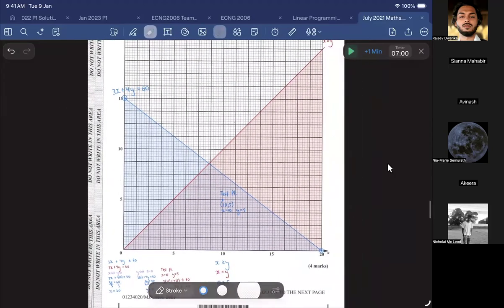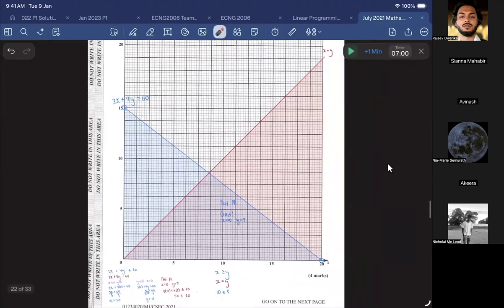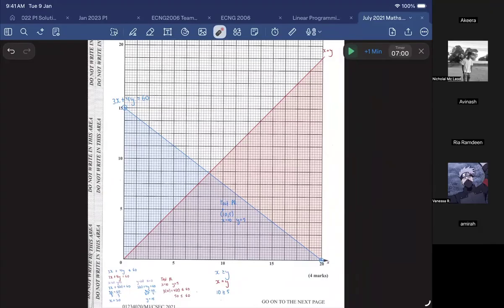Right. Are you all okay with why I shaded these sides? Yes or no? And I want to hear from everybody. Yes, sir. Nia, you okay? Yes, sir. All right, I hear yes from everyone. Amira, talk to me. You okay or nah? Yes, sir. All right.